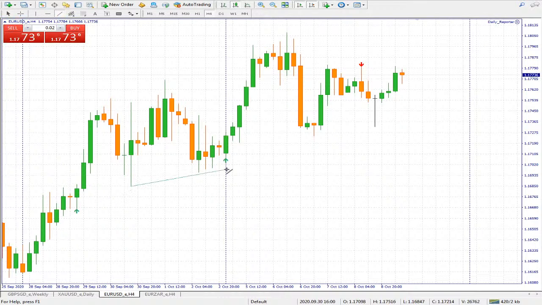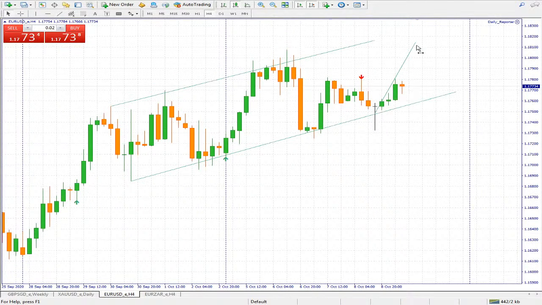We actually have a trend line from the bottom like this, and then you also have another trend line from the top like this. So we do have some supports here, and then you have resistances. So as it is now, we actually expect price to continue up to this resistance level.